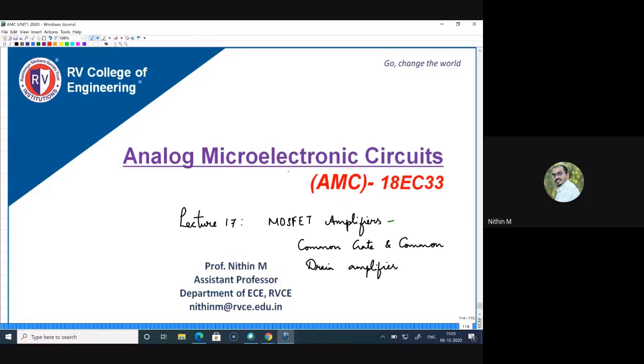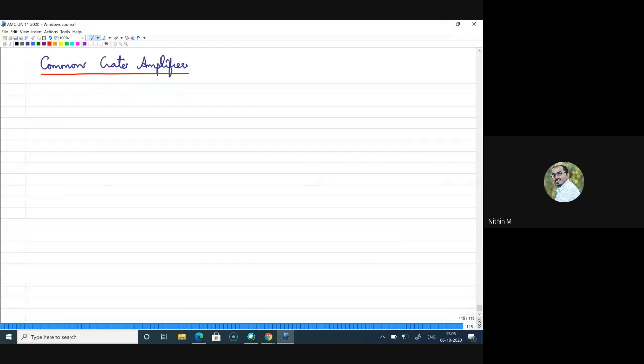Welcome to the 17th lecture of analog microelectronic circuits, and in today's class we will continue our discussion on MOSFET based amplifiers. In the previous classes we have looked at the common source amplifier and also the common source amplifier with source degeneration. So today we will look at the other two configurations quickly. What we will try to do today is derive the expressions for input impedance, output impedance, and voltage gain for both the common gate and common drain amplifier.